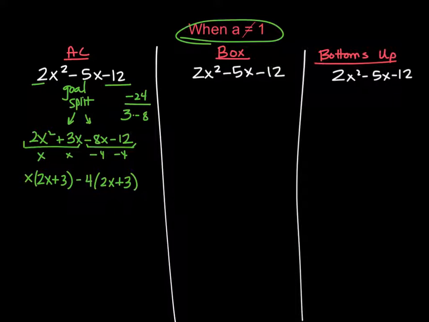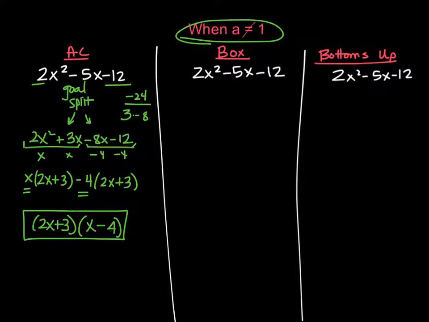Now, because those match, those are now my greatest common factor, so they become the first factor in my set. And then my GCF numbers here at the front come together to form my last factor, which is x minus 4. All right, there is your AC method.